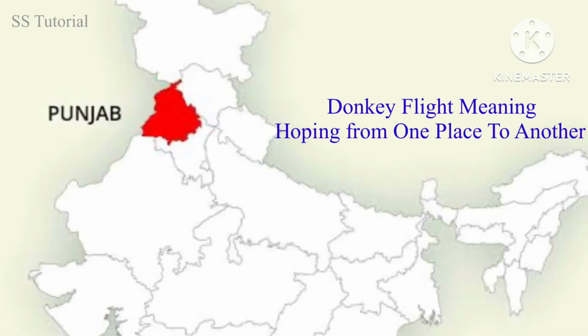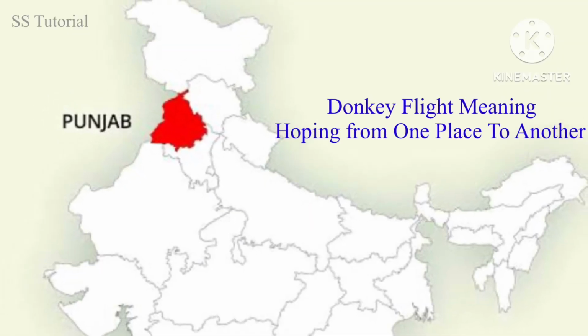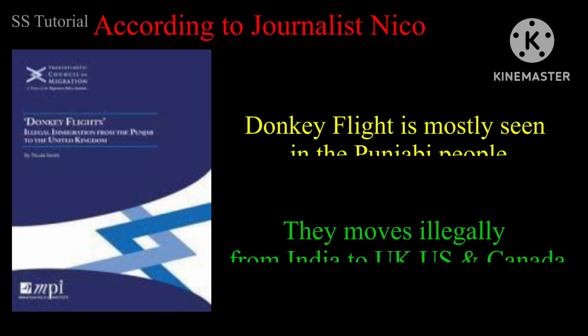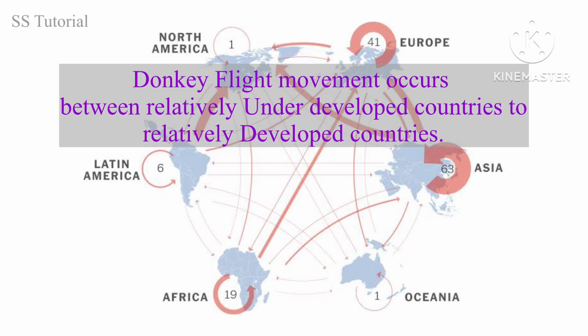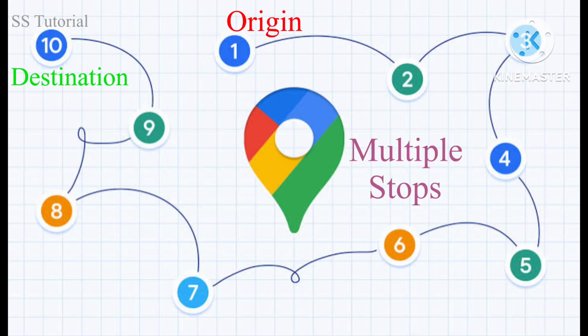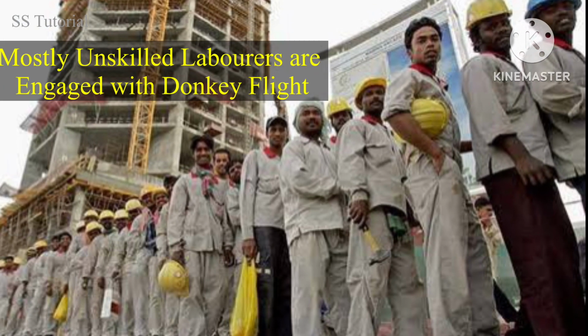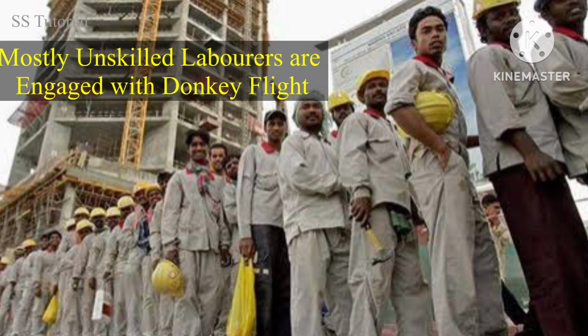The term donkey flight is of Punjabi origin, which means hopping from one place to another. According to journalist Nicholas Smith, donkey flights are mostly seen among Punjabi people who move illegally from India to the UK, US and Canada. These types of movement are widely seen from relatively underdeveloped countries to developed countries. Here we must remember that in this movement, persons make multiple stops to reach their destination countries. It is seen that mostly unskilled laborers are engaged in donkey flight.